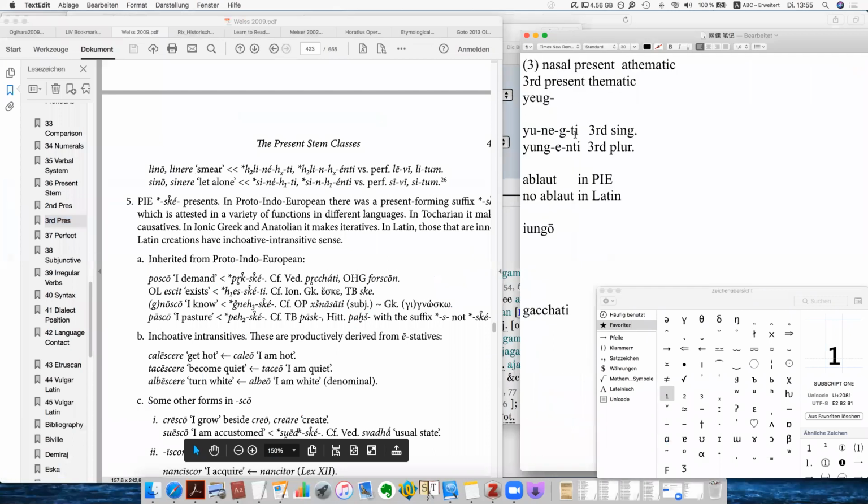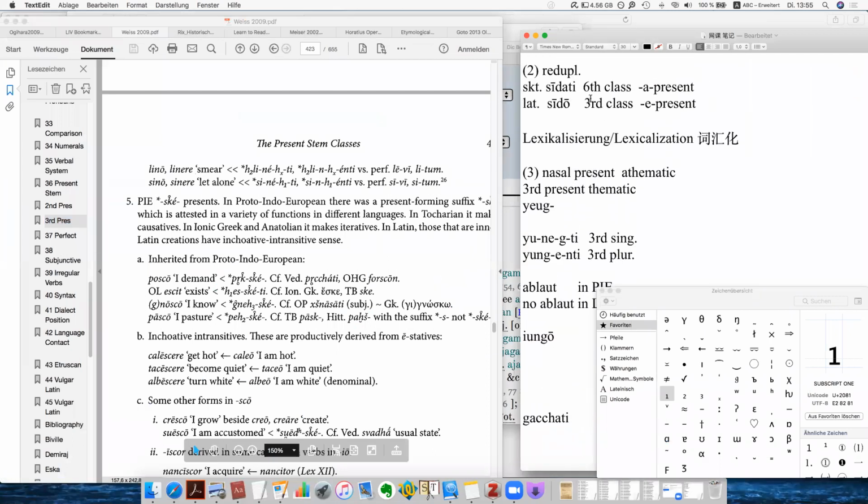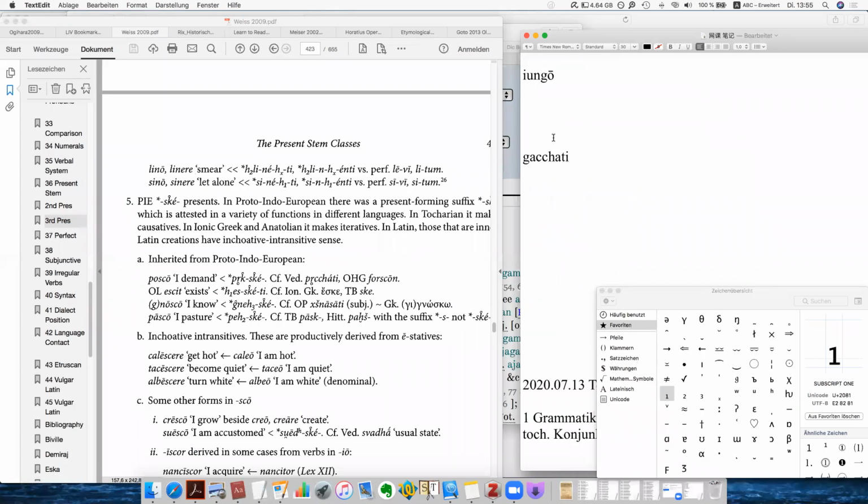Just like this one, I can show, we have already done exactly like this one. Okay, so let's check it together. The original root is gum, but you get gachati, which actually comes from gum plus a suffix. So this actually goes back to sk. So this is Sanskrit, right?